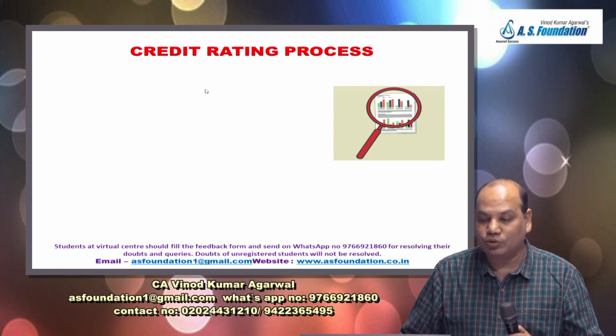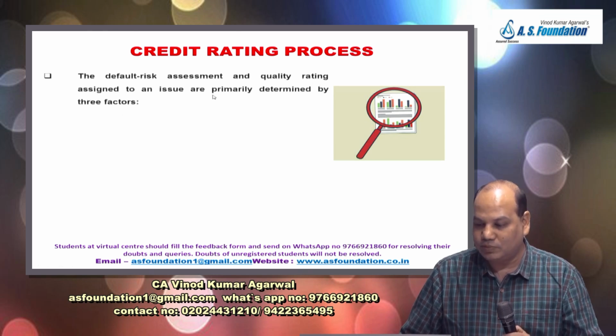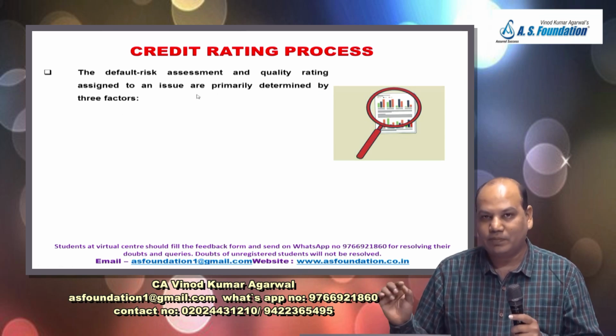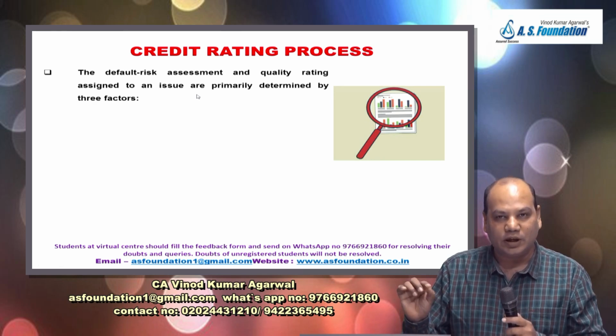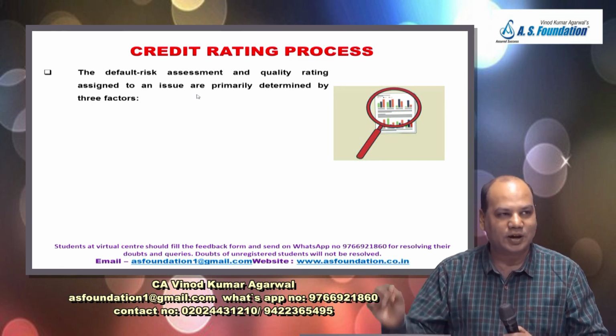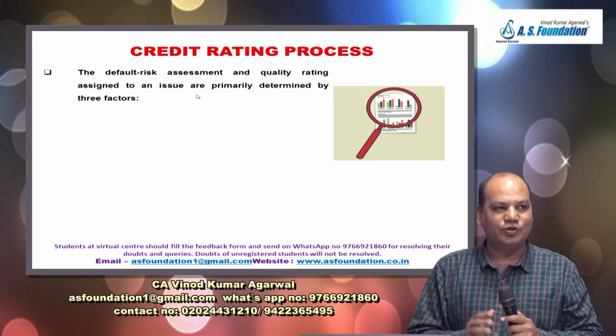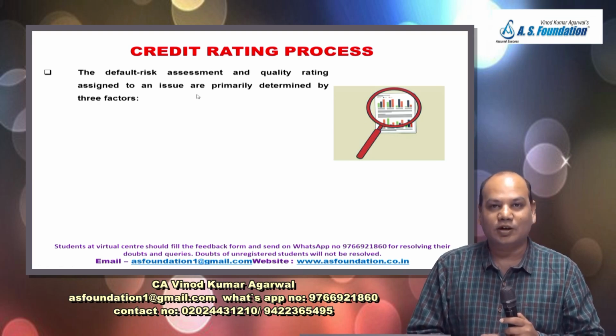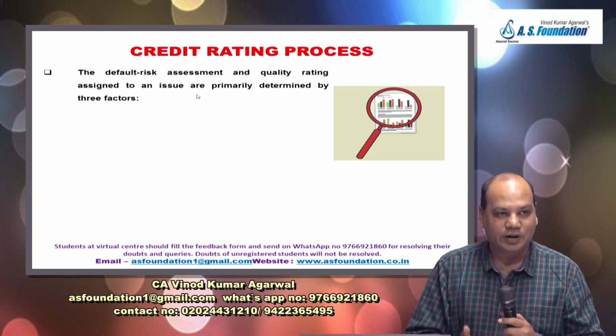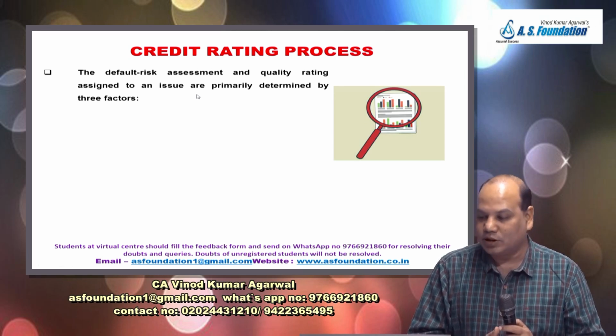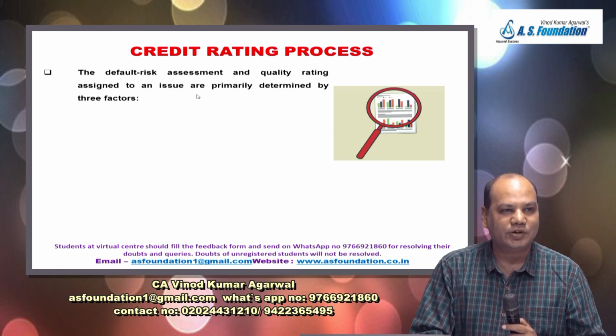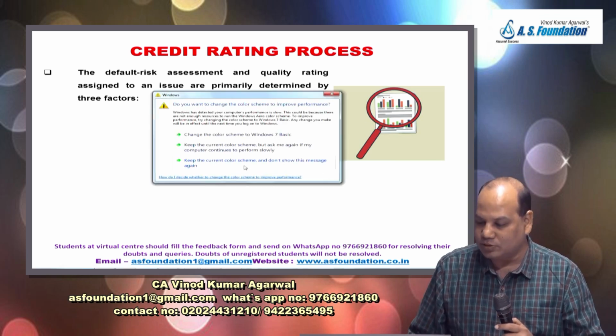Now what do you do as a credit rating company? So credit rating process means basically you have to analyze the instrument or the company depending upon what is your scope of work, and accordingly you give a credit rating. Okay, and then based on that credit rating the decision maker will take the appropriate decision.